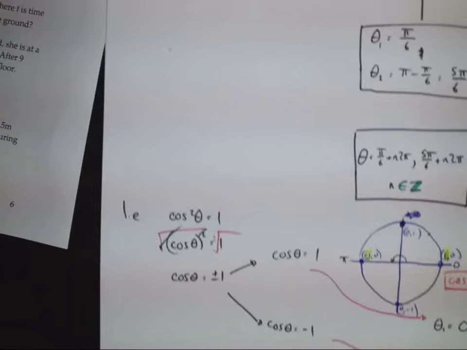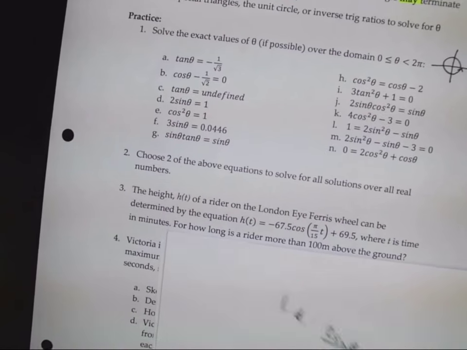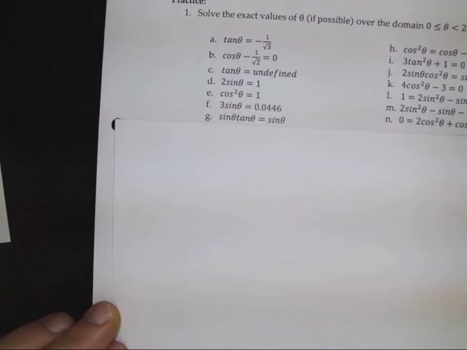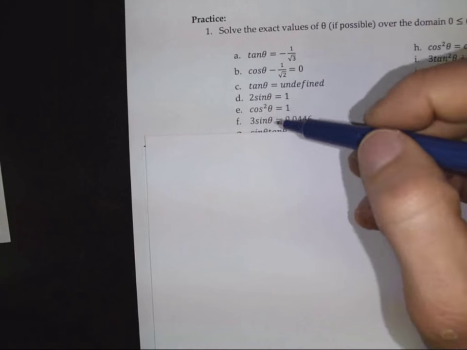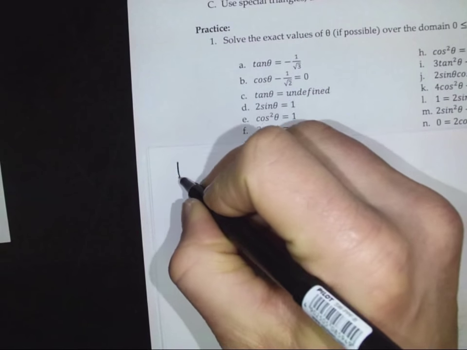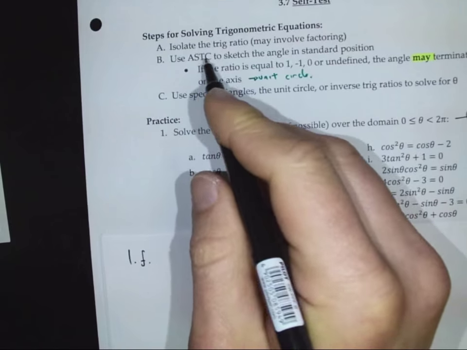Okay, moving on to F. So this isn't a nice pretty fraction ratio like these guys, so we'll just deal with it as it is. Who knows? We'll see what happens. 1F, we'll just play around with it. First we've got to isolate our trig ratio no matter what.